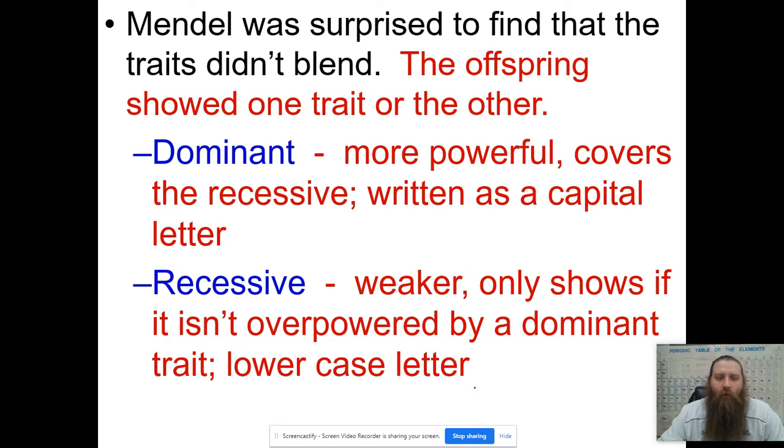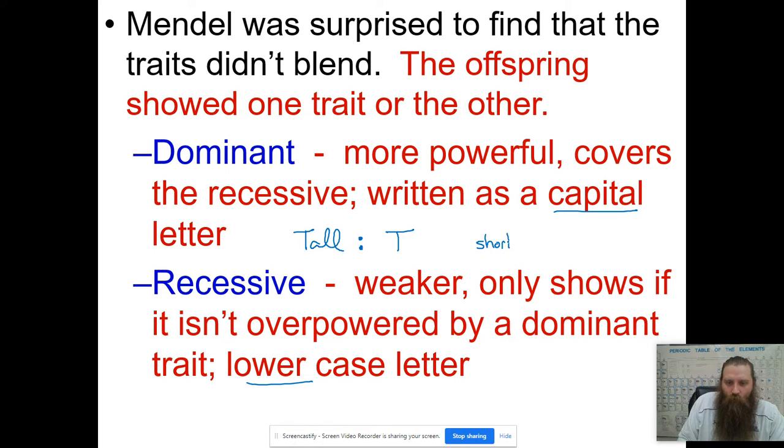So when we write genes, this is something that you're going to see in this video, so let me just talk about it real quick. You want to look for capital letters versus lowercase letters, because that's going to tell you if something is dominant or if something is recessive. Now, what is that going to look like? Well, let's say we wanted to write tall as a set of genes. So we would write big T for tall, and the opposite of tall would be short. You might think, well, we'll write S. Not true. If short is the recessive gene, we would write a little t.